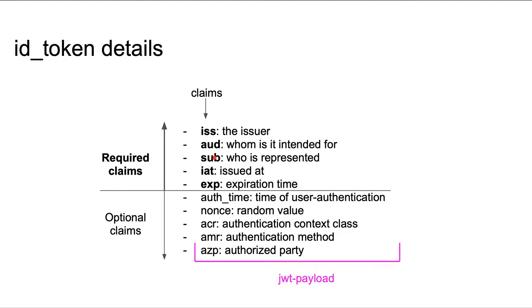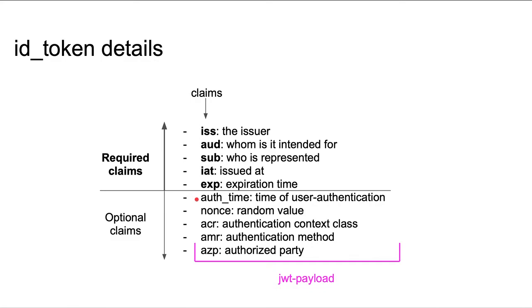Issued at is when this token was issued, and EXP is the expiration value, when it will expire. These are seconds, 10-digit numbers. Then you'll have the auth time, which is the time when the user was authenticated. In most cases, this time will match the issued at time, or they are very, very close to each other.